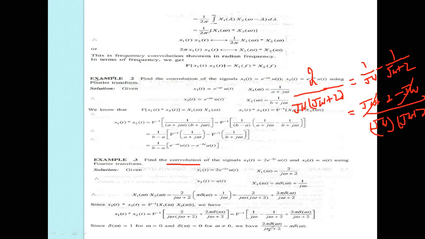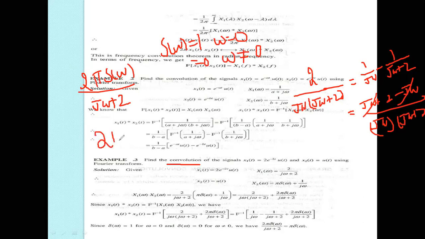You see the delta omega is equal to 1 when we substitute omega equal to 0 here. So 2 pi delta omega by j omega plus 2. We know the delta omega is 1 only at omega equal to 0, and is equal to 0 when omega is not equal to 0. Now I am substituting omega equal to 0 in this function. What is it? 2 pi delta of omega, nothing but 1, and j omega is 0 plus 2. So 0 plus 2 means it gets cancelled. It's pi into delta omega.